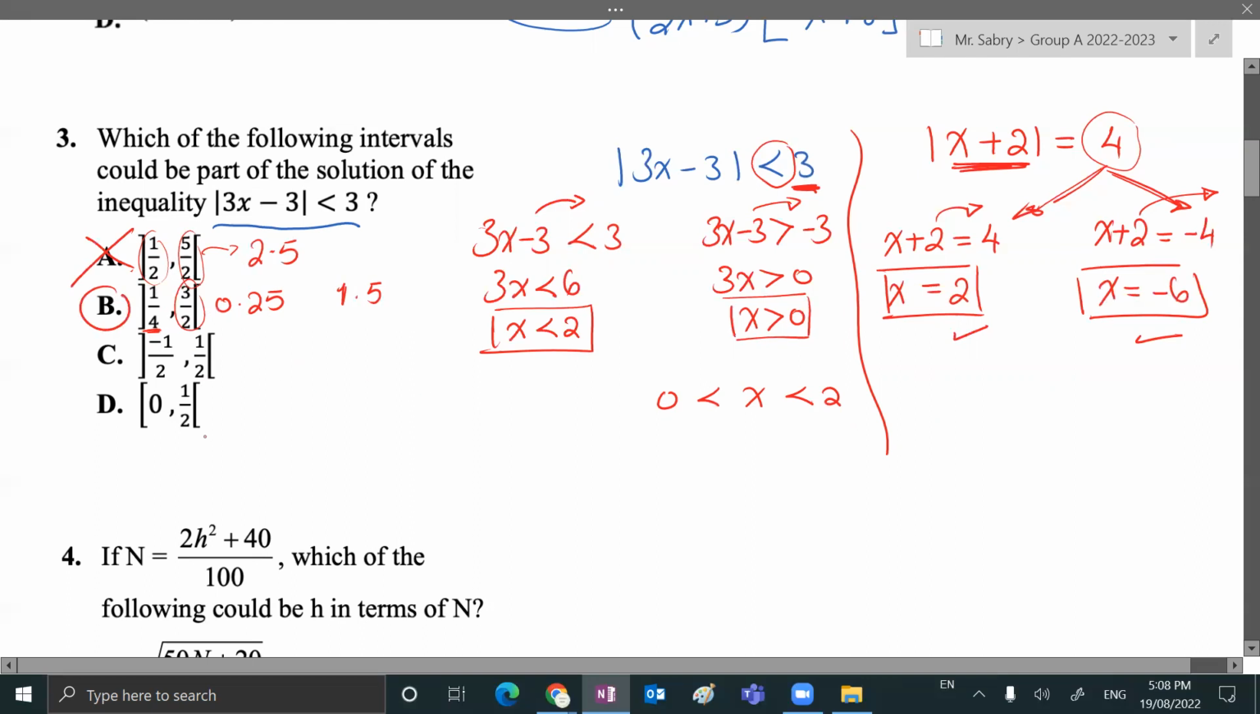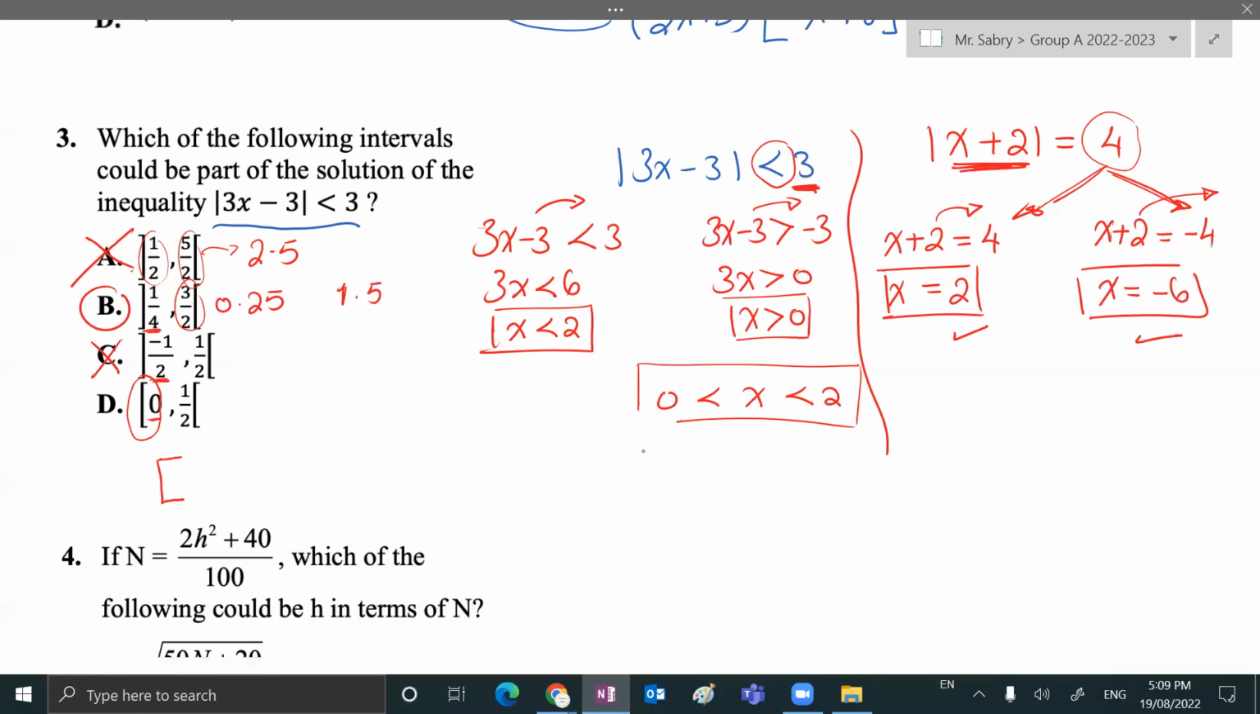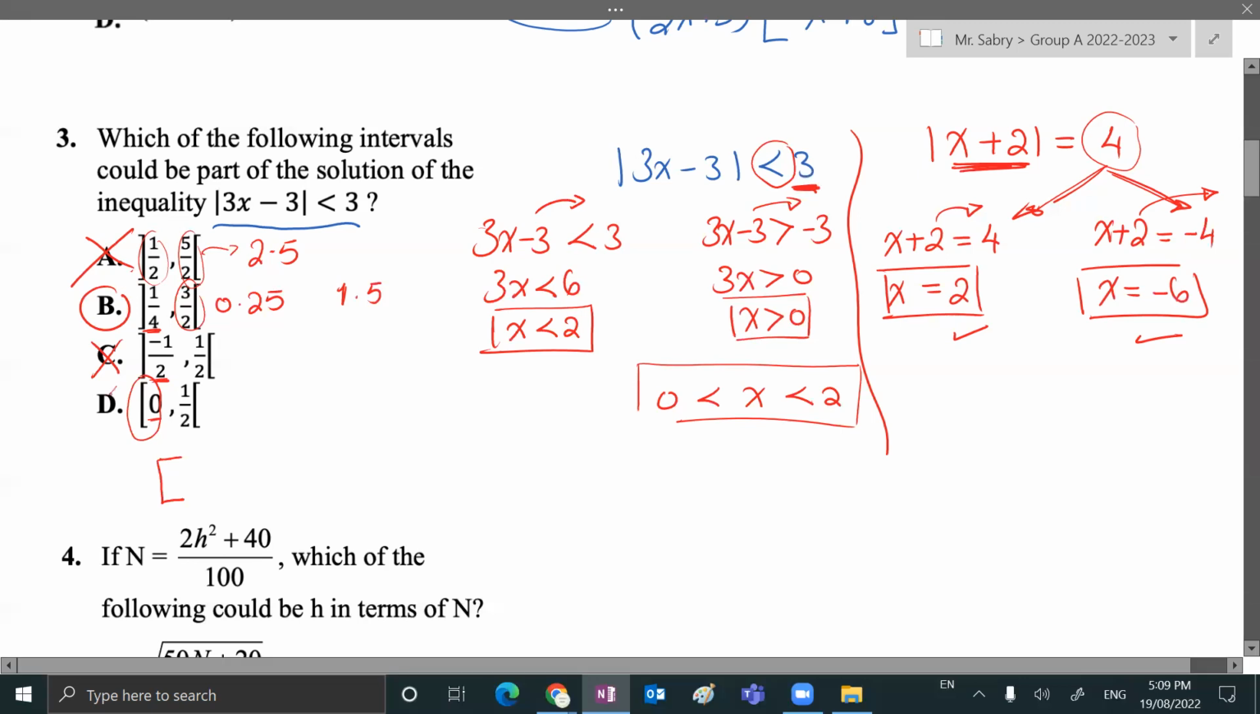Just to show you that the rest are still not true, if you check C, this is -½ and there are no negatives here. X is supposed to be between 0 and 2, so C cannot be the correct answer. When you check D, it is between 0 and ½ but there's this bracket here. If you remember, I told you this bracket means that this number is included. But actually here, the 0 is not included. X is supposed to be between 0 and 2, meaning bigger than 0 and smaller than 2. It cannot be 0 and it cannot be 2. So that's why D as well is incorrect.